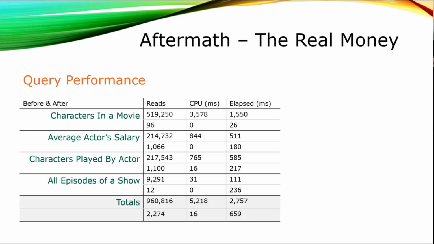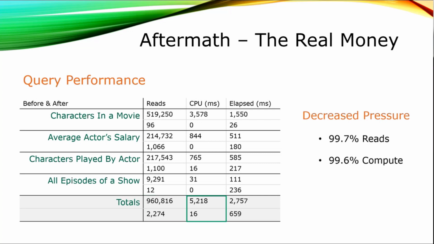Bring that all together, and you can start seeing where that pressure decrease is really coming into play. So add these all up before versus after, and we see that decreased pressure. 99.7% reduction in reads across the board. 0.6 for your compute time, and an 80% reduction in time taken. Keep in mind, these metrics are for one execution of one script.